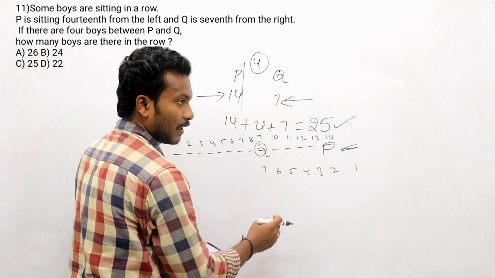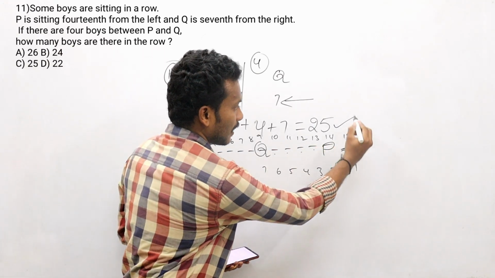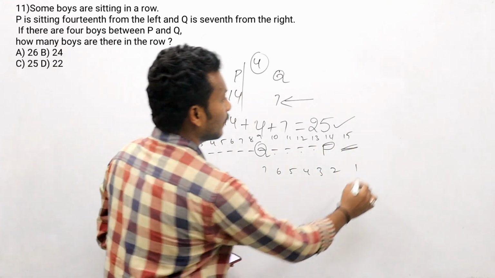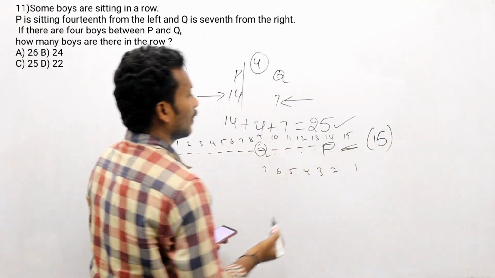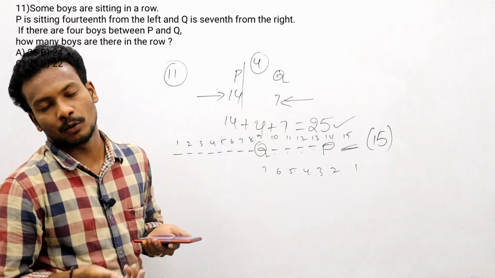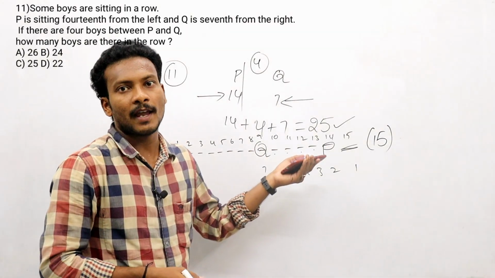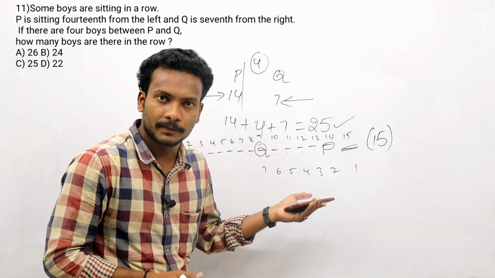Now 4 persons are between. Now how many numbers are there here? From here to here 13. Now the last person is 15. What is our answer? 15 is our required answer. Now 25 and 15 both are there, but in the options only 25 is there. That's why we are moving for 25. Okay, right?